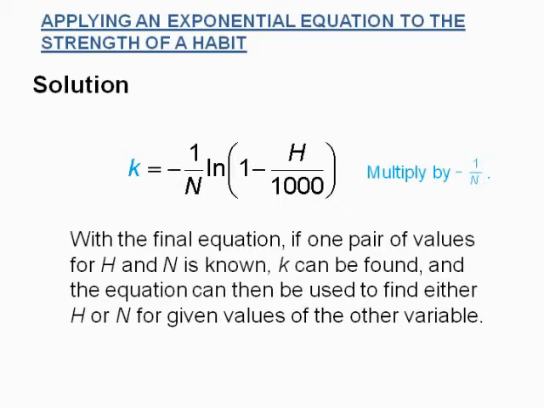Now, once we have this formula with the final equation, if one pair of values for h and n is known, k can be found, and the equation can then be used to find either h or n for given values of the other variable.